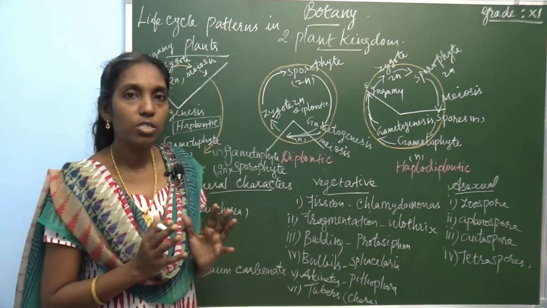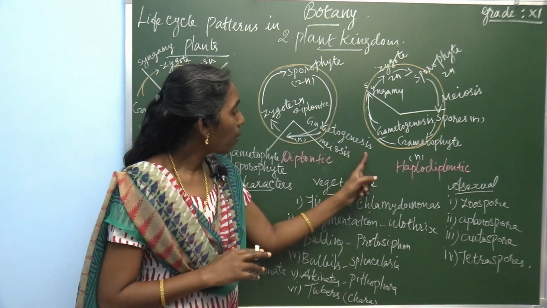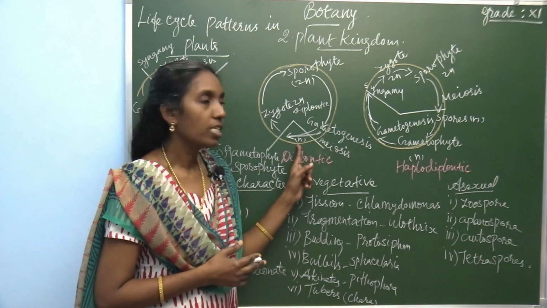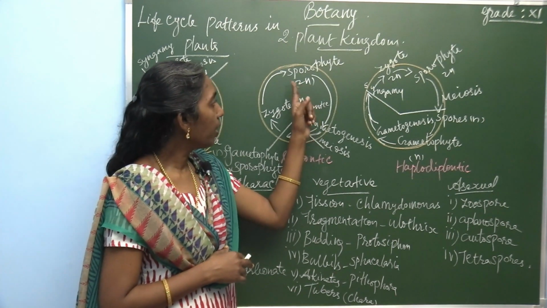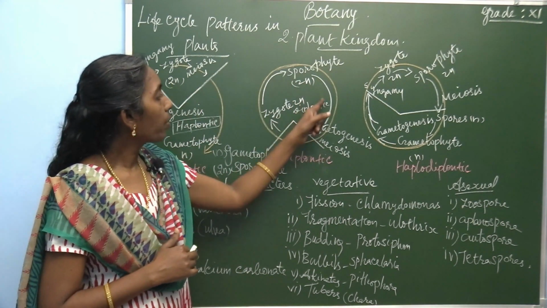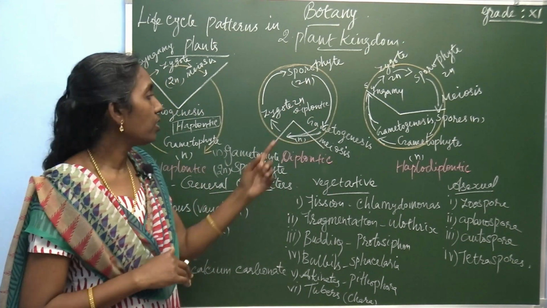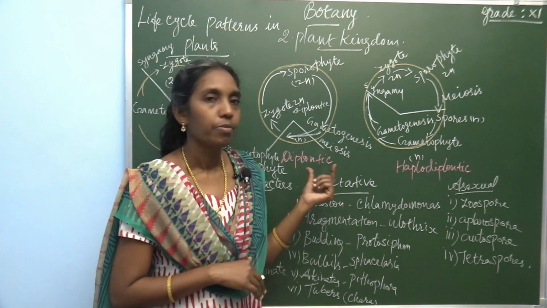The sporophyte is also diploid in condition, and during meiosis it again produces haploid spores. So, this diploid phase alternates with haploid. This is dominant over this. The sporophyte is dominant over the gametophyte, that is the diplontic phase.